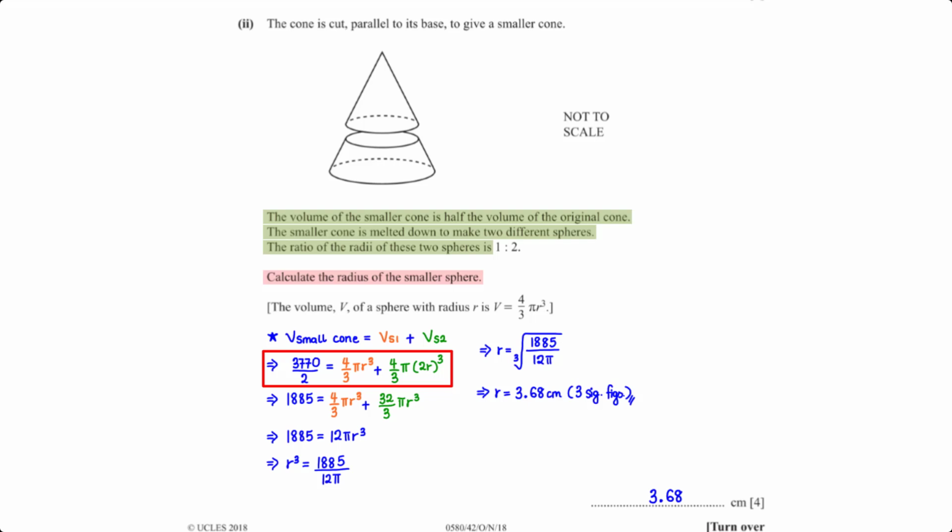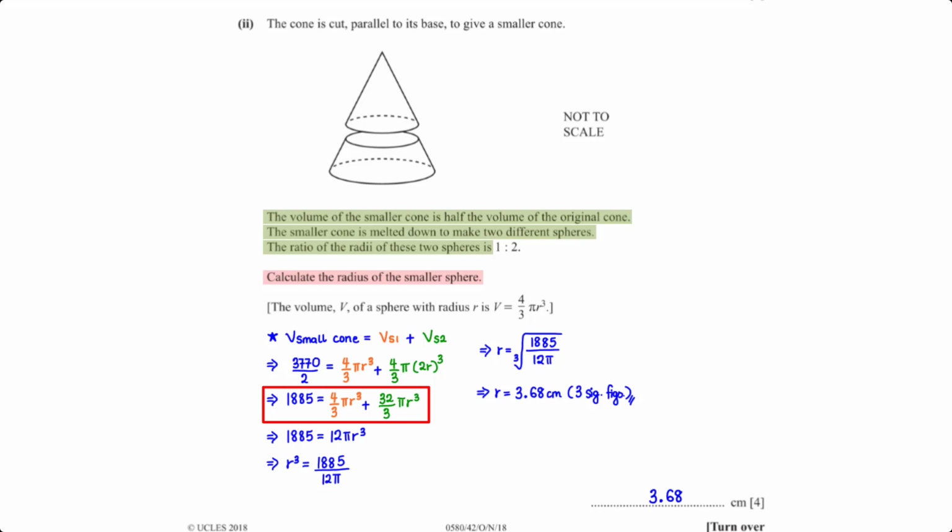We are also told that the radii of the 2 spheres are in the ratio 1:2. This means if the volume of sphere 1 is 4 over 3 pi r cubed, then the volume of sphere 2 would be 4 over 3 pi times 2r cubed. 3,770 divided by 2 is 1,885, and 4 over 3 pi times 2r cubed simplifies to 32 over 3 pi r cubed.